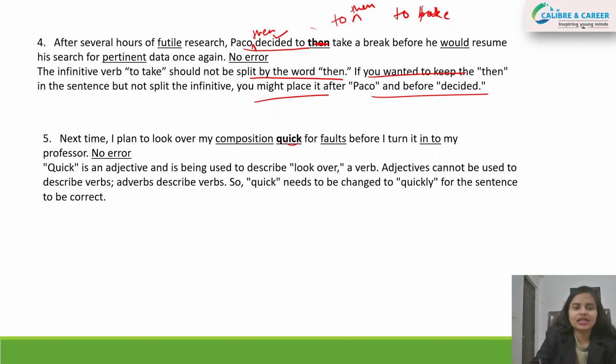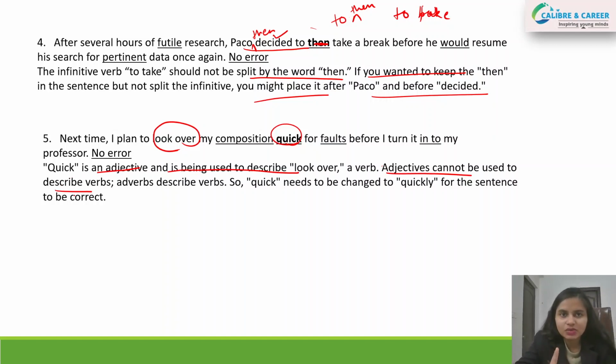So see, "quick" here is an adjective. If you remember, we also did this example when we studied adjectives. So "quick" is an adjective and it is being used to describe "look over." Here "look over" is the verb. Adjectives cannot be used to describe a verb. What does an adjective describe? Noun or pronoun. But what describes a verb? That is described by adverbs. So adverbs describe verbs. So "quick" needs to be changed to "quickly" for the sentence to be correct. So the correct sentence will be, "Next time I plan to look over my composition quickly for faults before I turn it into my professor." So that was the error in this question.